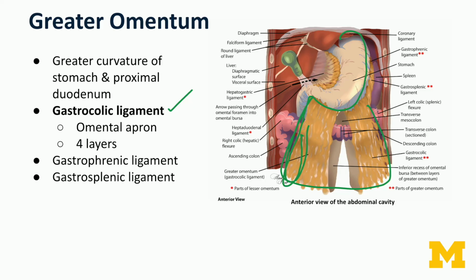We also have two other smaller ligaments, the gastrophrenic ligament, which anchors the greater curvature of the stomach to the diaphragm. So phrenic references the diaphragm, and gastrosplenic ligament, which connects the greater curvature of the stomach to the spleen.